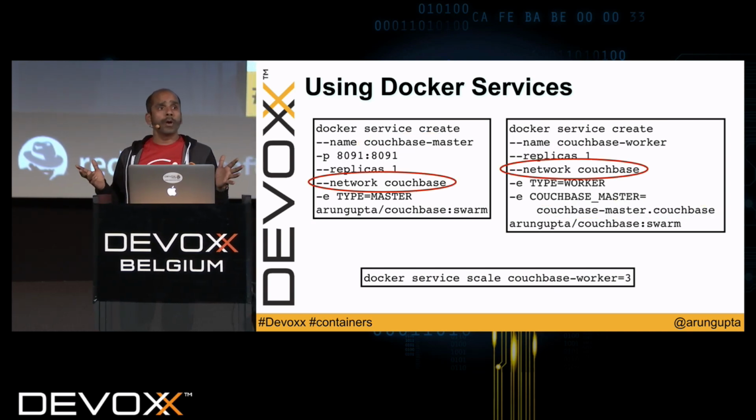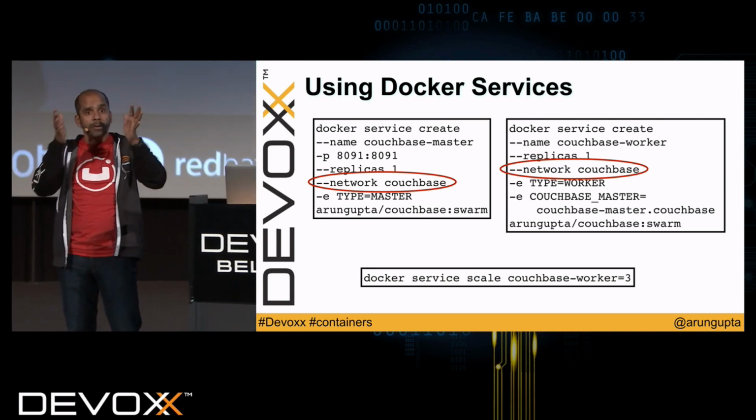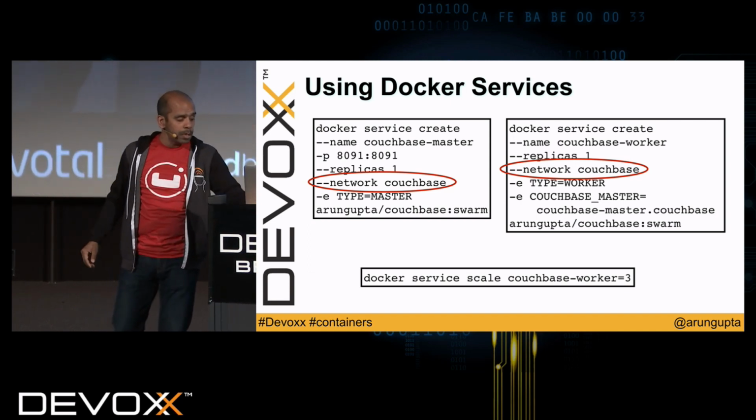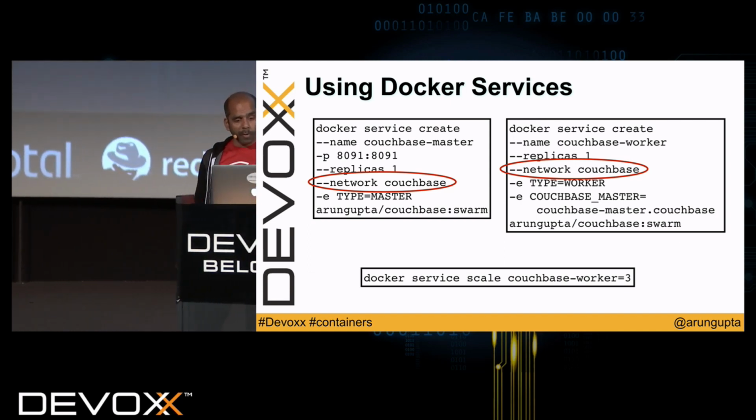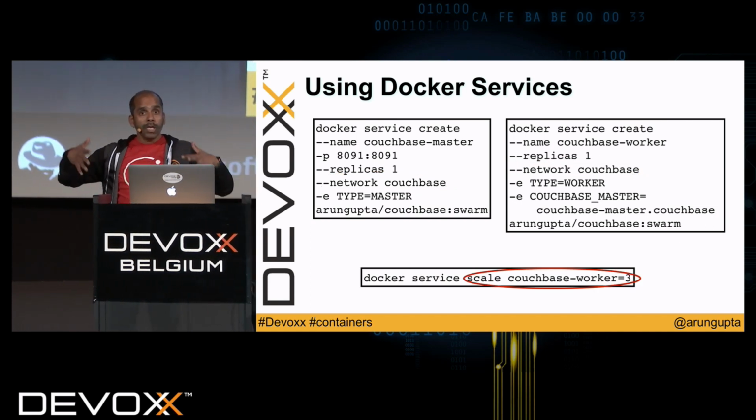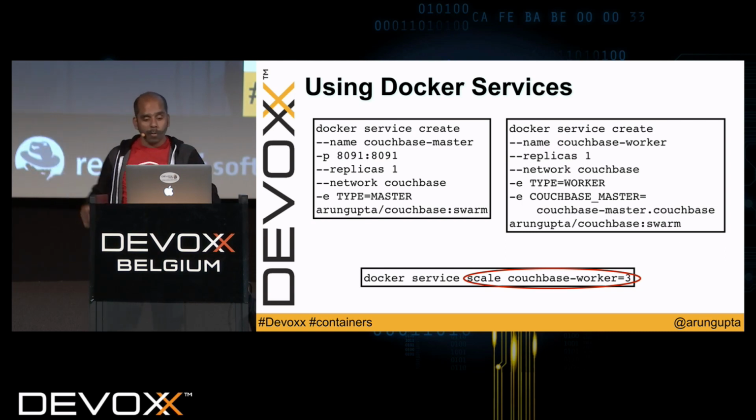They're both running in an overlay network. Docker has a concept of a bridge network, which is confined to a host, or you can have an overlay network where the containers can talk across the host. So I've created a host overlay network here. And then finally, of course, I'm scaling it. So using Docker native commands, I can scale my cluster up and down, and that'll work.